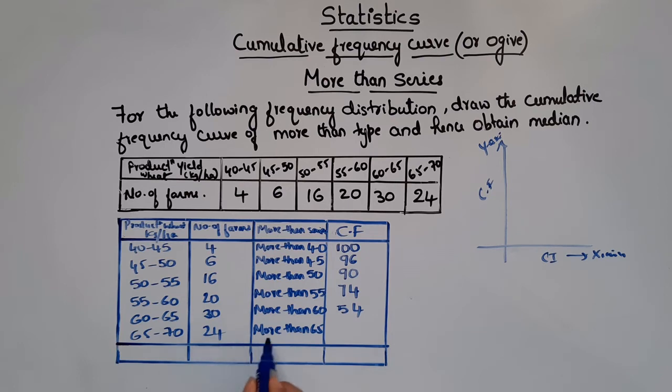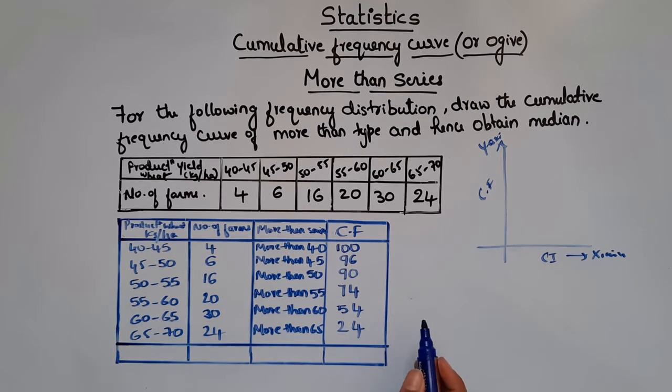And last we have more than 65. So we have more than 65 only for 24 number of farms whose production yield is more than 65. So we have 24, right? So here understanding is very important.